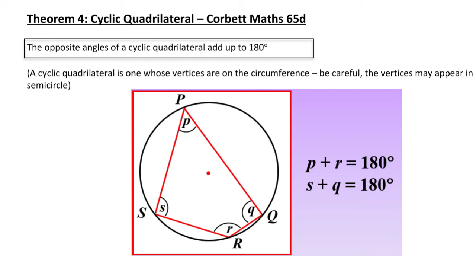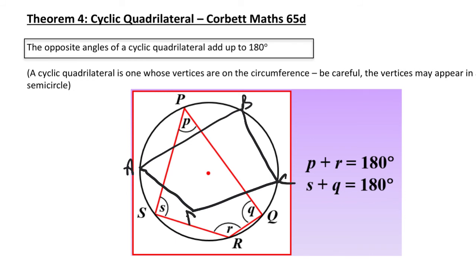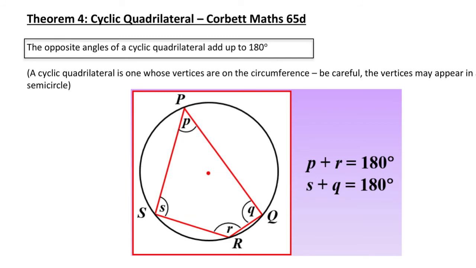So if we were to just draw a quick quadrilateral ABCD, then that's not a cyclic quadrilateral because point D is not on the circumference. So the angles on the opposite sides, they are not equal, but they add to 180 degrees. So that's a common mistake.